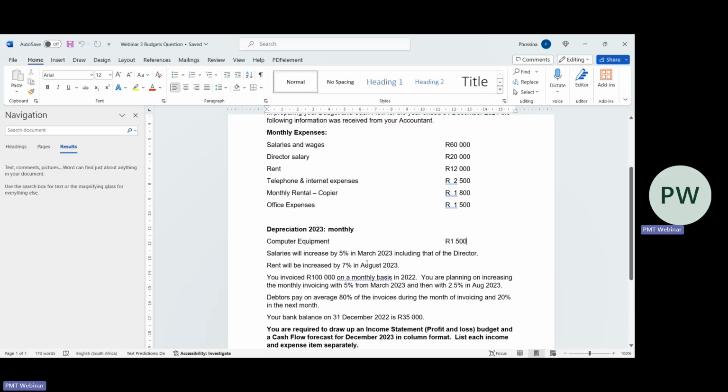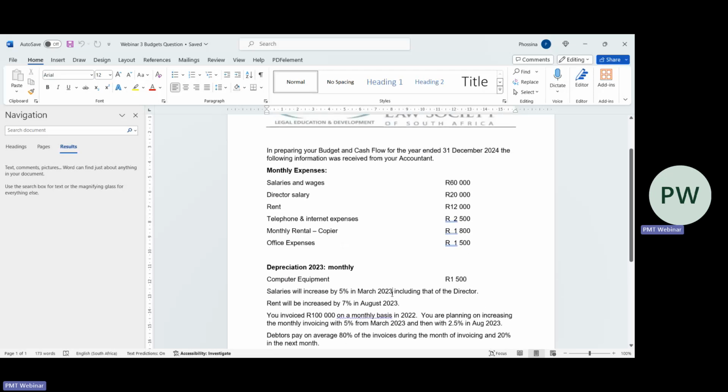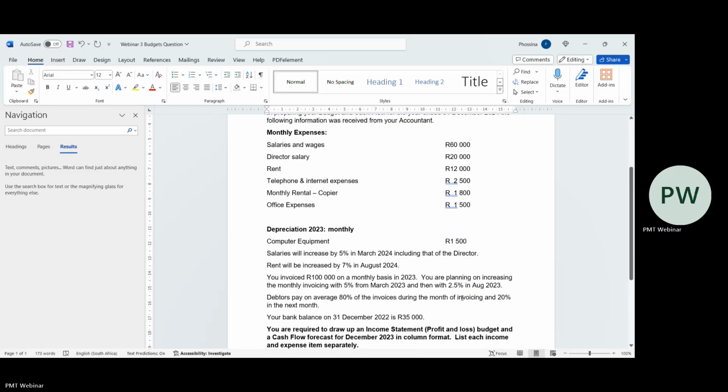Salaries will increase by 5% in March 2023. So this is now 2024, sorry for that. This is 2024, because we are looking at 2024.